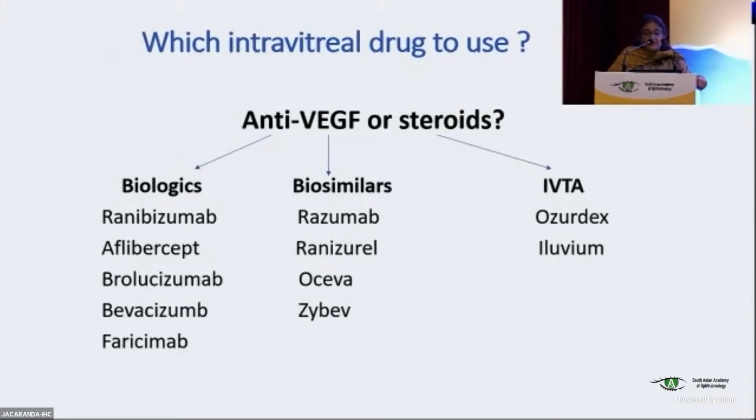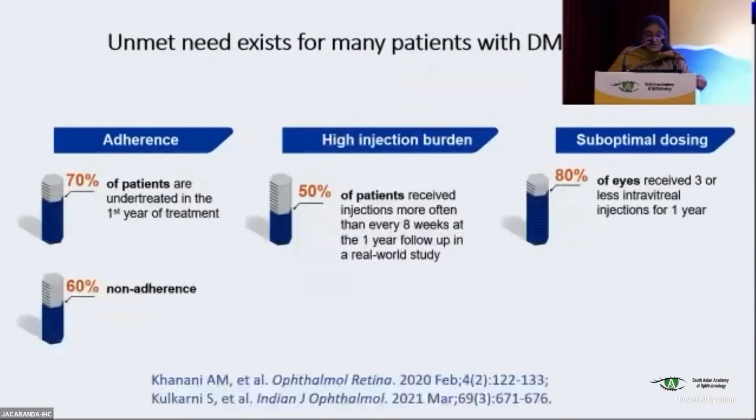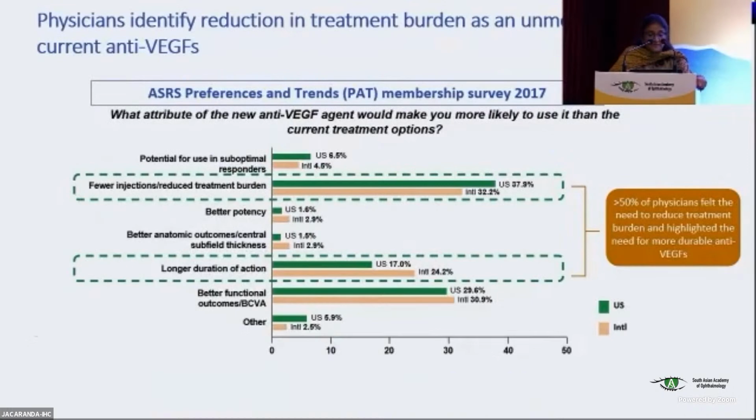The second question is which intravitreal injection to use. Again, we also don't know whether a biologic is to be used. A whole gamut of biosimilars are there in the market, and when to shift these patients to a steroid injection. So the unmet need exists for many patients with DME, including adherence to treatment, high injection burden, and suboptimal dosing, which can result in poor visual outcomes in these patients.